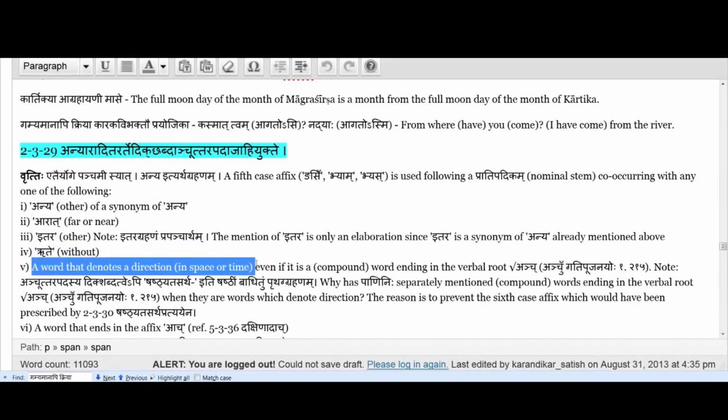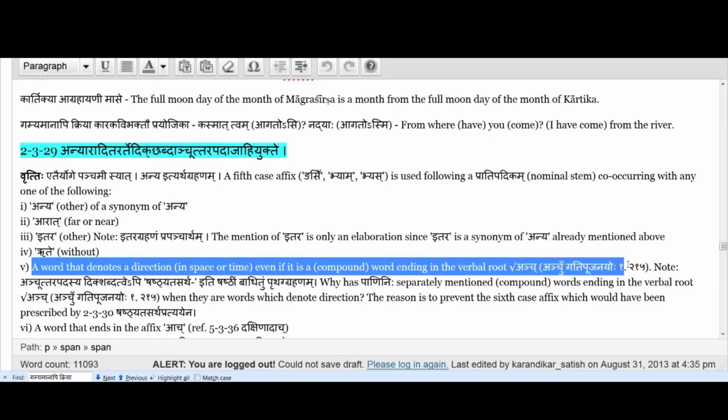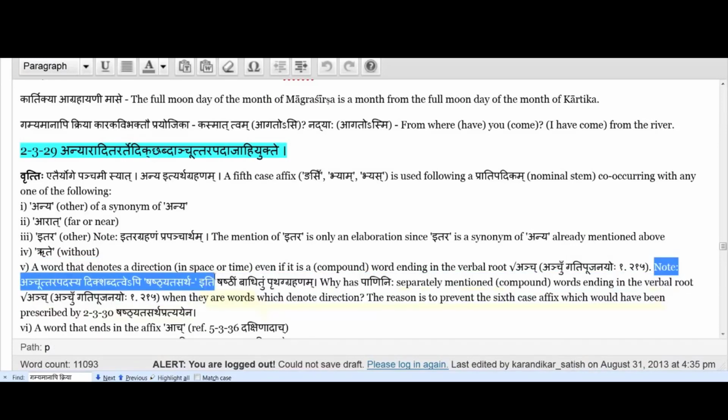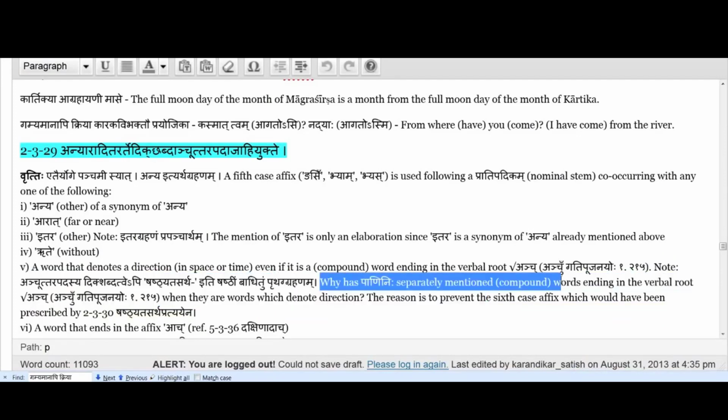Even if it is a compound word ending in the verbal root anch, which is anchu gatipujanayoho from the bhuvadiganaha. Note here says that anchu tarapadasya dikshabdatvepi shashtyatasartha iti shashtim vaditum prithak grahanam. Why has Pāṇini separately mentioned anchu tarapada, meaning a compound word ending in the verbal root ancha, when they are words which denote direction? They are already covered in dikshabda.